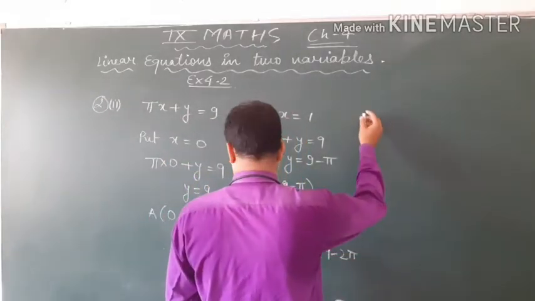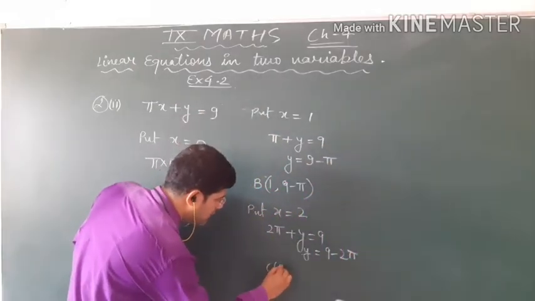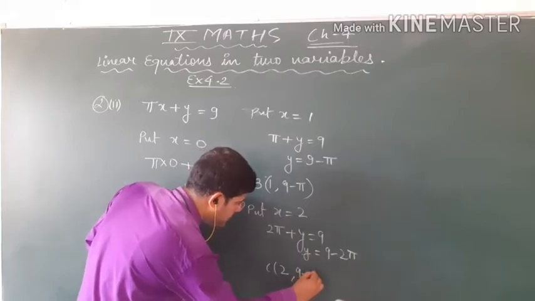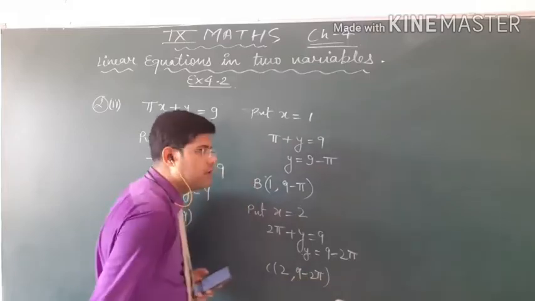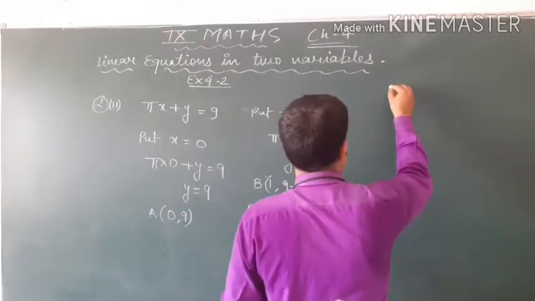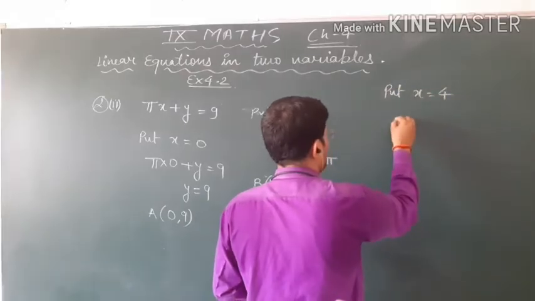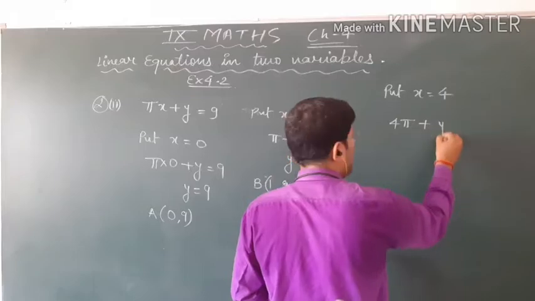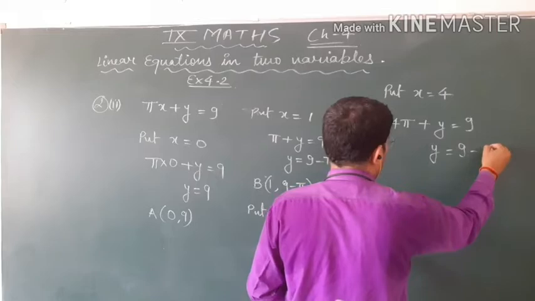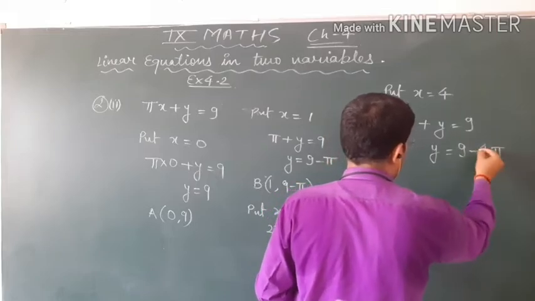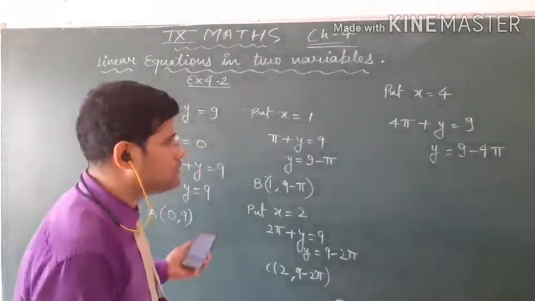Now the fourth solution, where it is b, and the c solution is 2 and 9 minus 2 pi. Now I am going to put x equal to 4. When you put x equal to 4, it becomes 4 pi plus y equal to 9, so y is 9 minus 4 pi. If we are talking in English, we can say that 4 pi is 4 pi also. So it's very simple to find a solution.